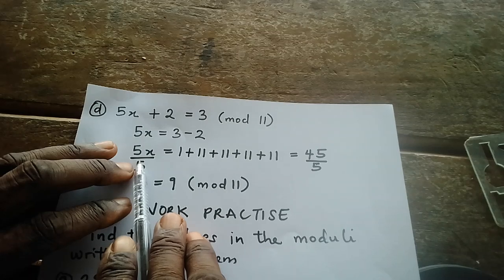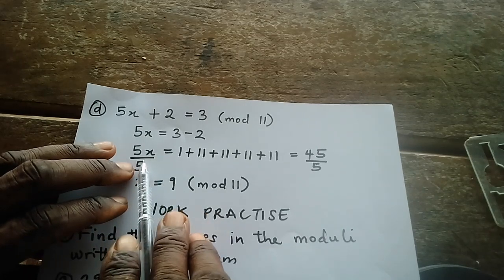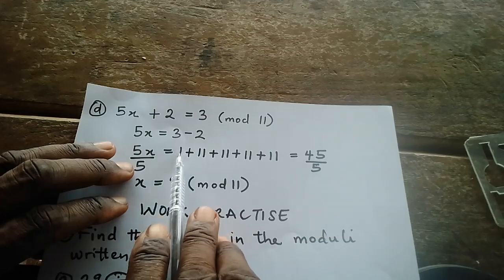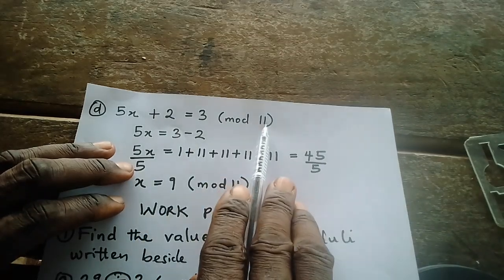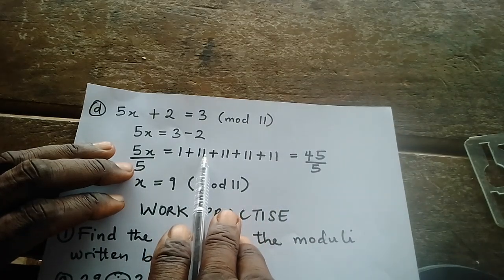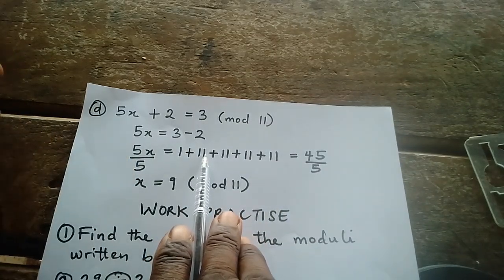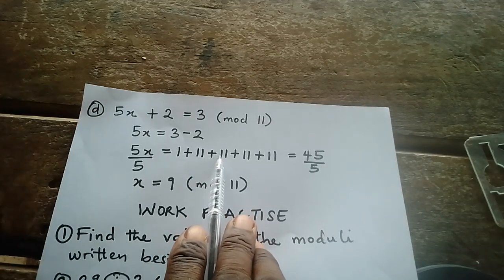But if you say you want to divide 5x both sides by 5, 1 over 5 is a fraction or decimal. So because of that, since this is mod 11, if you add 11 to it, you're having 12. 12 also, if you divide it by 5, it will give you a decimal. Add 11 again, making 23.